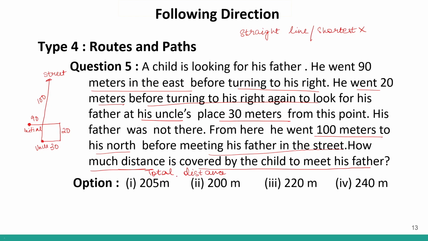means total distance. So in this case, the total distance will be 100 plus 90 plus 20 plus 30, which will be equal to 240 meters. So our answer will be option number 4, 240 meters.